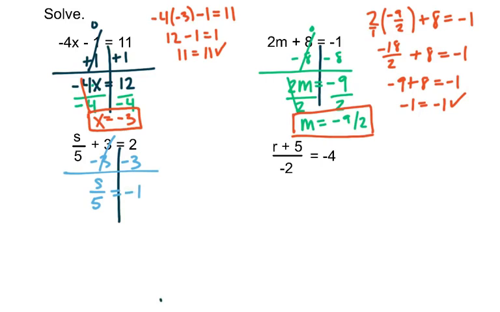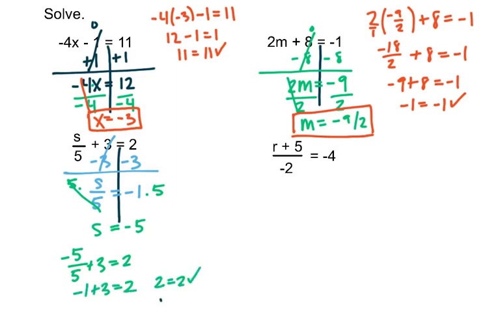Well, to undo this division, we can multiply both sides by 5 because this really becomes 5s over 5, which is just an s. Negative 1 times 5 is negative 5. So does negative 5 make this a true equation? We'll check that by actually substituting it back in. So I get negative 1 plus 3 is 2, which is true. So we know that negative 5 is the correct answer.